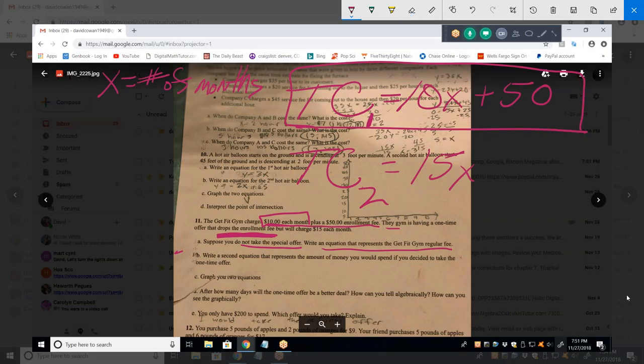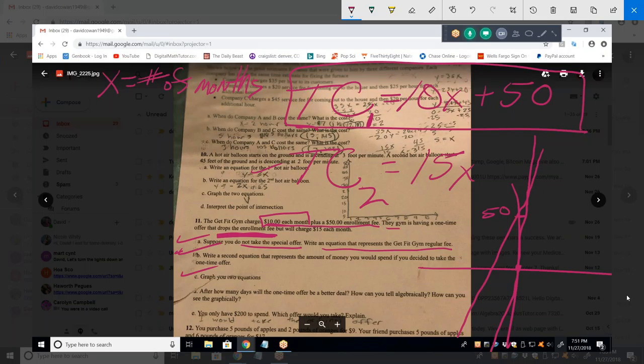So we got that answered. Graph your two equations. Well, that's relatively easy to do. I can graph them on the same thing. This one has a y-intercept at 50, has a slope of 10. Looks approximately like that. This one, TC number 2, what's its y-intercept? The equation is TC number 2 equals 15x. The y-intercept is 0. But it's got a steeper slope. The previous slope was 10. This slope is 15. Okay? You with me?